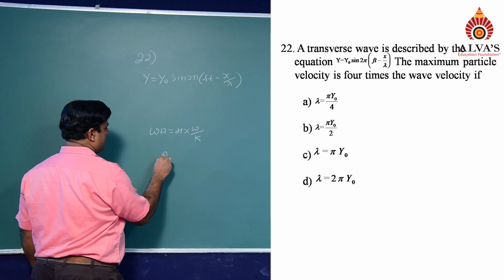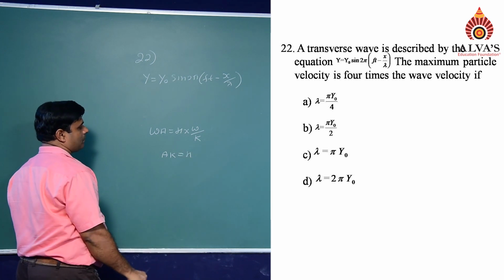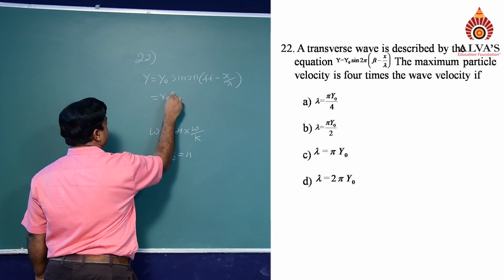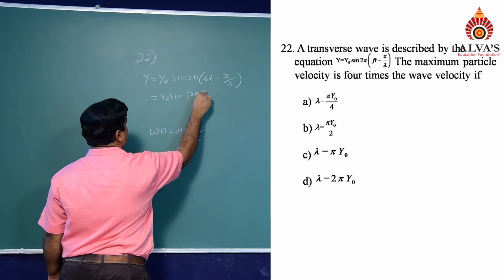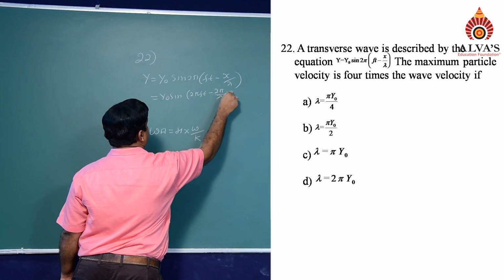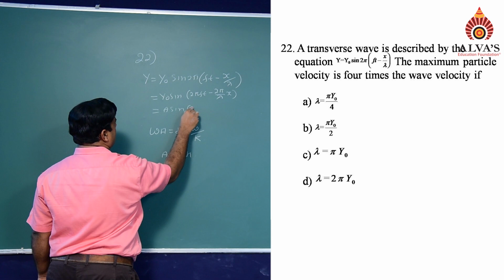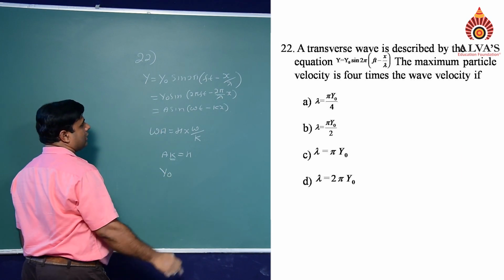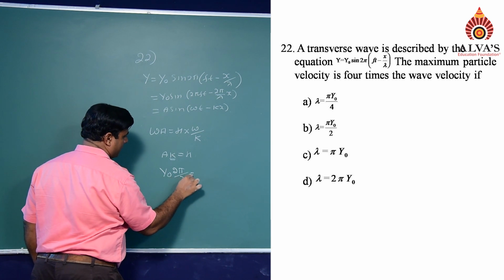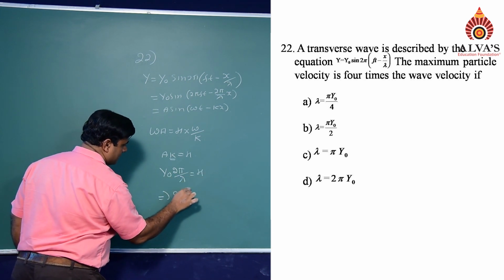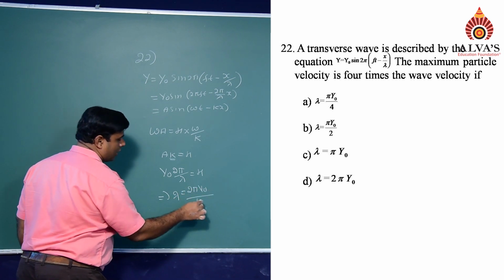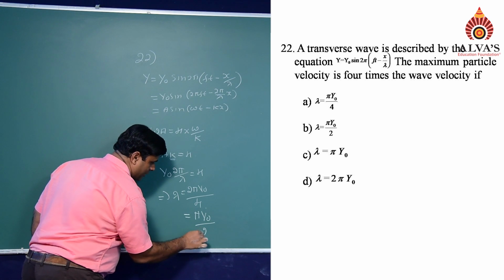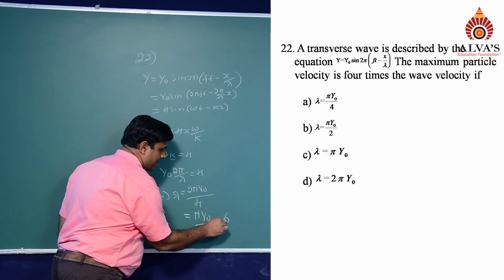Omega cancels, so a into k equal to 4. Value of k is required. If I modify this, y naught sin 2 pi ft minus 2 pi by lambda into x is of the form a sin omega t minus kx. So, amplitude equal to y naught, k equal to 2 pi by lambda equal to 4, implies lambda is 2 pi y naught divided by 4, which is equal to pi y naught divided by 2. So, the answer is B.